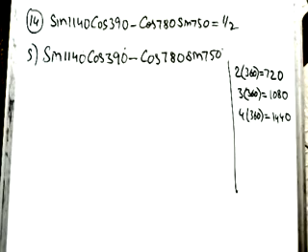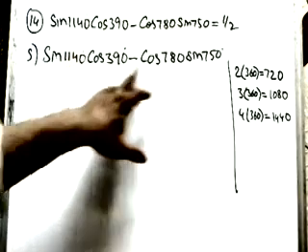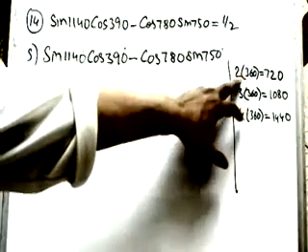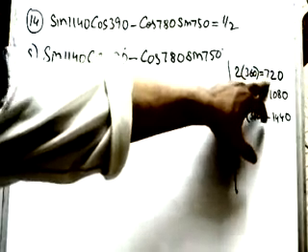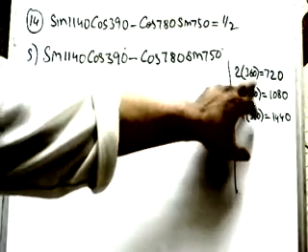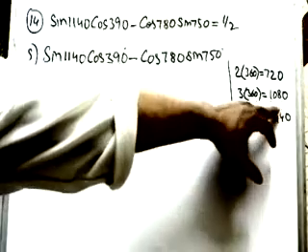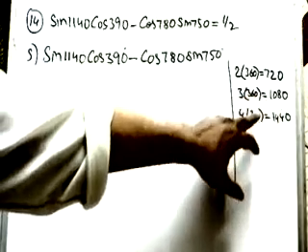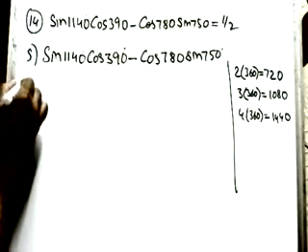See here the next question: sine 1140 cos 390 minus cos 780 into sine 750. We have to prove this is 1 by 2. Whenever we get such big angles, we have to change them into multiples of 360. Either we change into 720, because 720 can be written as 2 into 360, or 1080, which is 3 into 360. In the same way, 1440 can be written as 4 into 360.